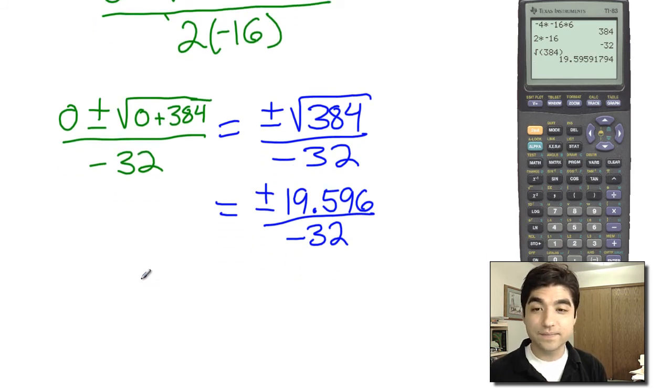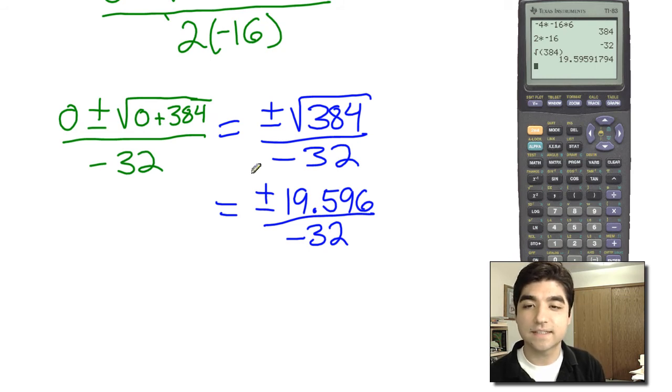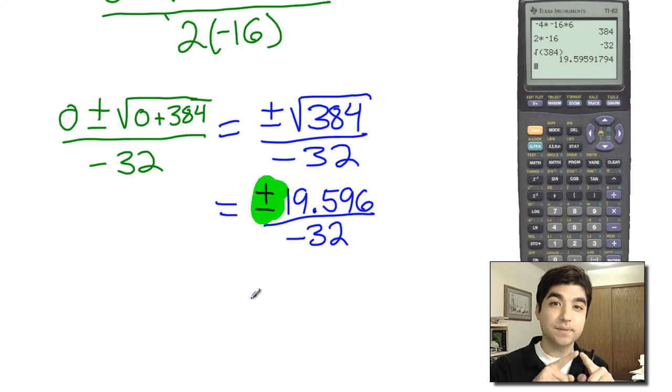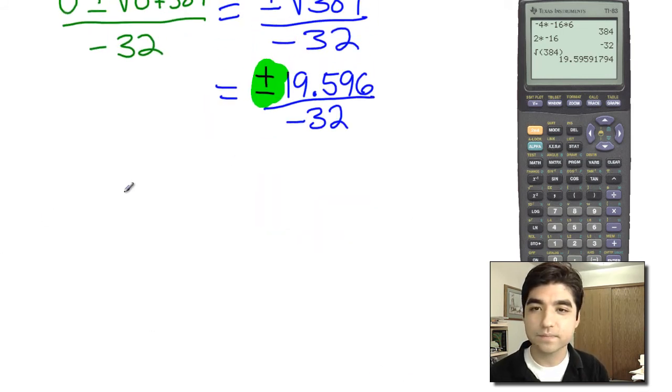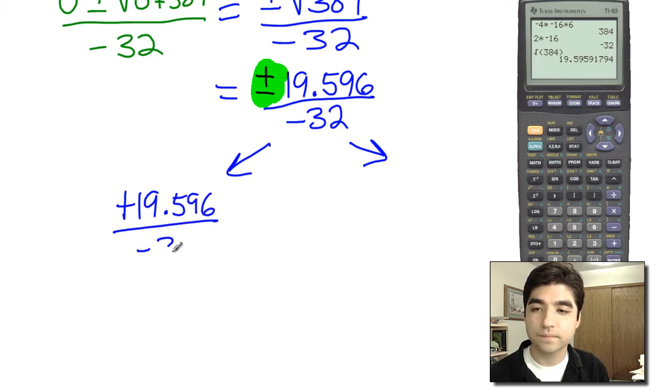Okay, now we got this plus or minus. So that's the next thing to focus on. You need to split this equation up since you have a plus or minus. So you're going to have two different equations. One is going to be the positive, and one is going to be the negative.